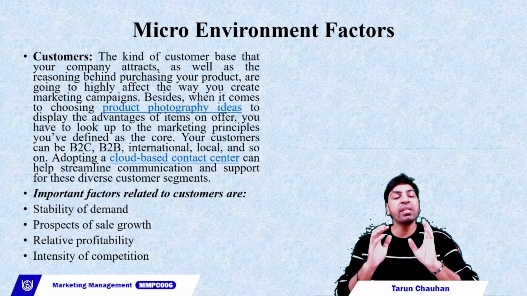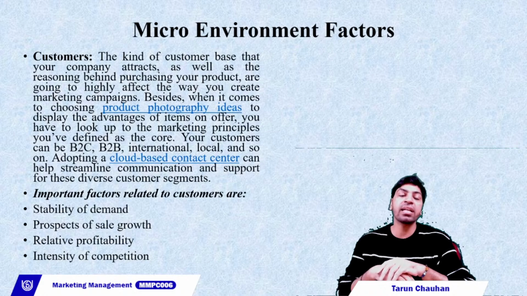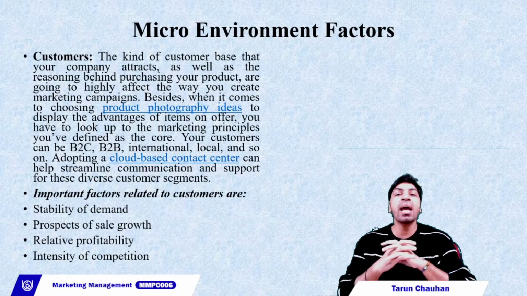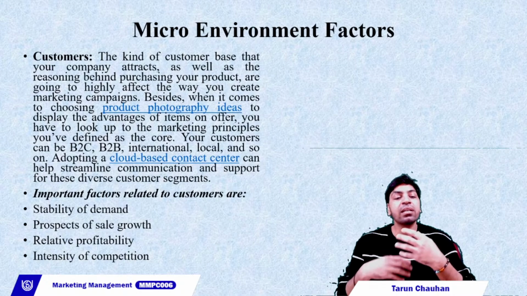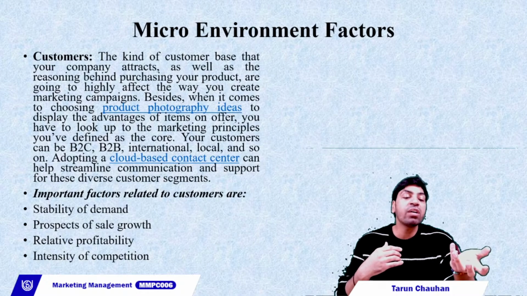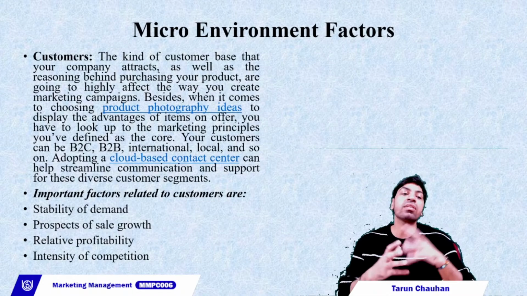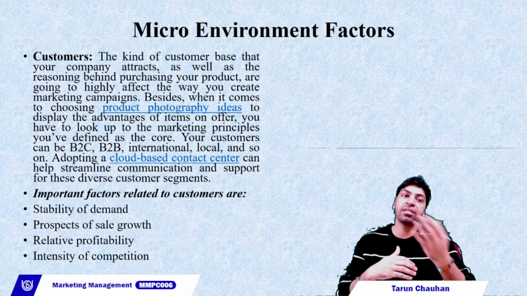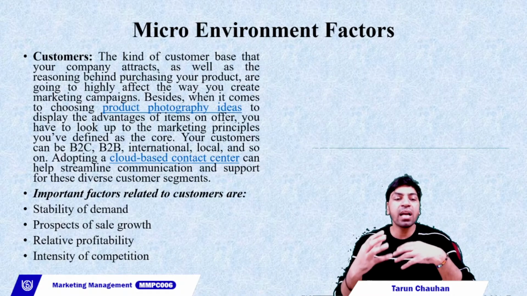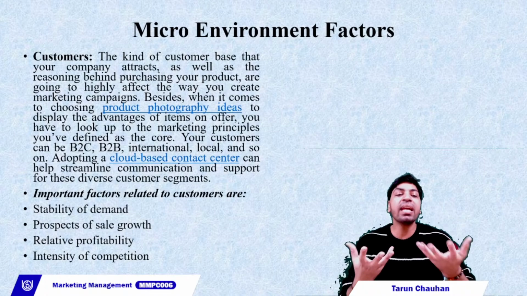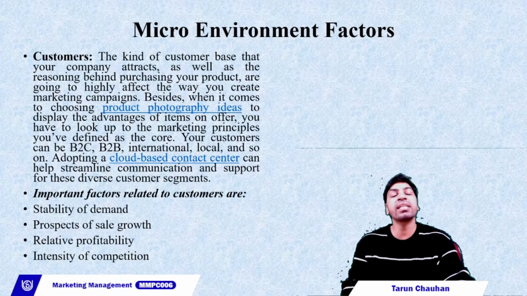When it comes to the factors under the first category, that is customers, in the microenvironment, they include the stability of demand, how much the sales growth would be, profitability, and how intense the competition would be. So those are the factors that relate to the customers, and ultimately the customers create these factors: demand, sales, profits, and competition.